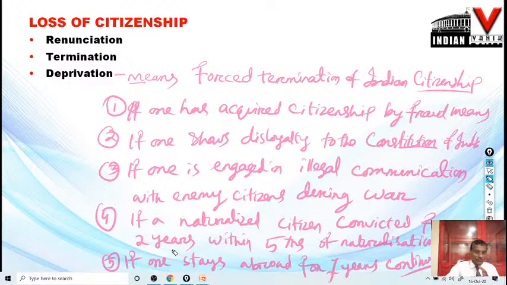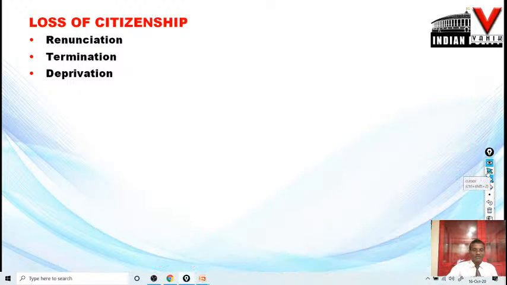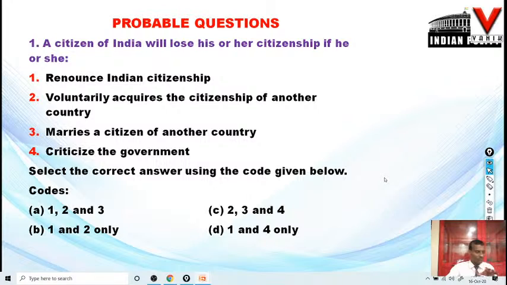Okay, so these are the five fundamental points on which persons can be deprived. One is if one has acquired citizenship by fraud, another is if one shows disloyalty to the Constitution. If one engaged in illegal communication with enemy citizens during war, if a naturalized citizen is convicted for 5 years, and if one stays abroad for 7 years continuously. So these are the things about deprivation. Remember, it is a forced termination. Now we shall have a few questions on citizenship, and in the next class I will tell you some hints about PIOs and OCIs. Let's move to the questions.